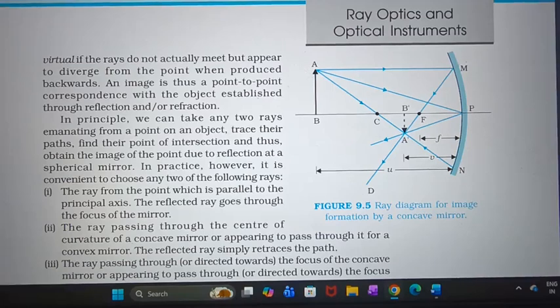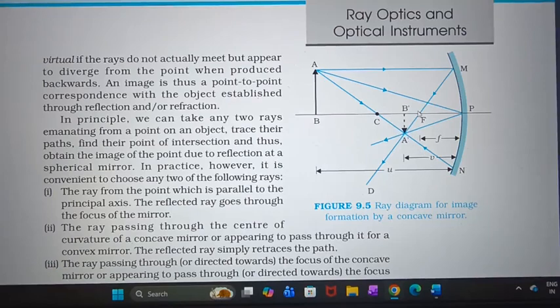So parallel, then through focus. Some angle at pole, with that angle only it is coming back. Then through the center of curvature, it will go in that same path. At these points, all the reflected rays are meeting. So wherever it's meeting, there only the head should come. So it will be inverted and diminished.